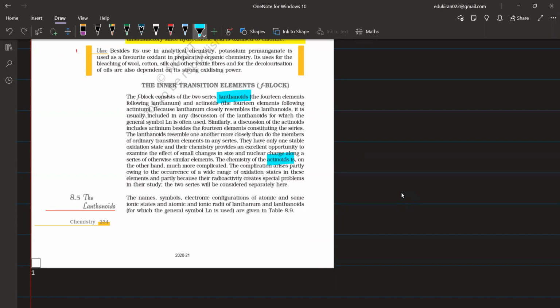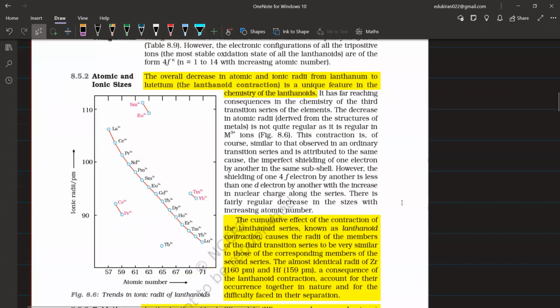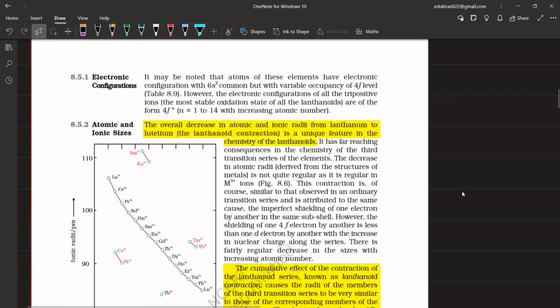Chemistry of actinium, lanthanides and actinides. Now, in lanthanides, please see the electronic configuration. It has a common 6s2 configuration, but it will have a variable 4f level. That means the 4f subshell will be filled in the lanthanides. 4f can go from 1 to 14 with increasing atomic number.